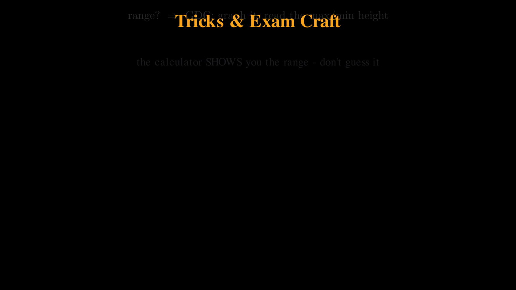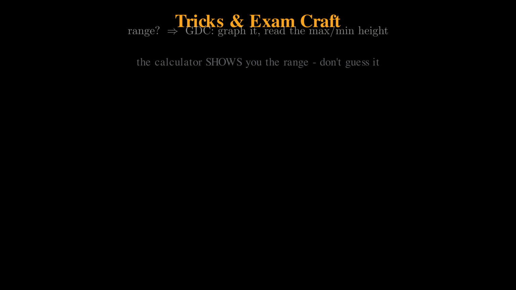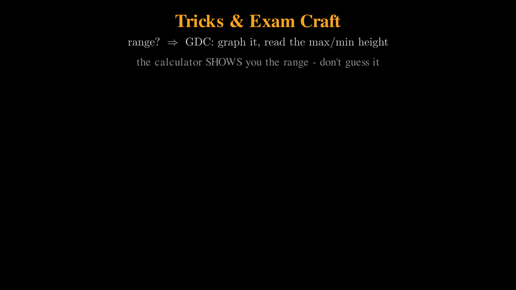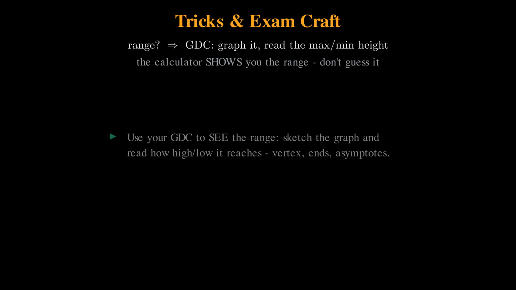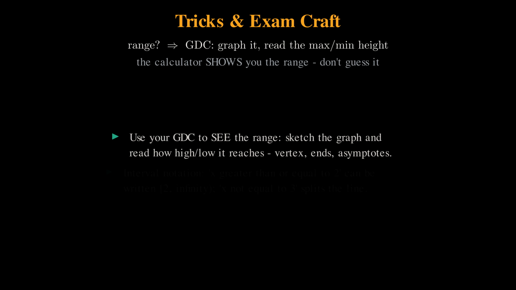Now, the exam trick other channels skip. The single biggest time saver. When a question asks for the range, don't stare at algebra. Put the function into your GDC, graph it, and literally read off how high and how low it goes. The calculator shows you the range. 4 rules to bank. 1. Use the GDC to see the range, vertex and behavior, asymptotes.